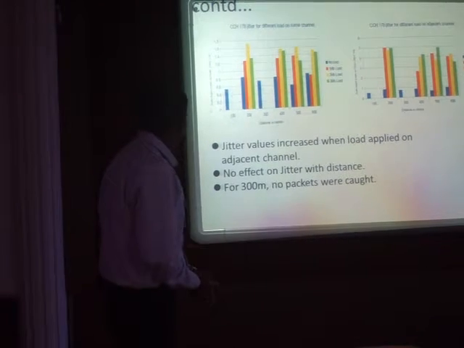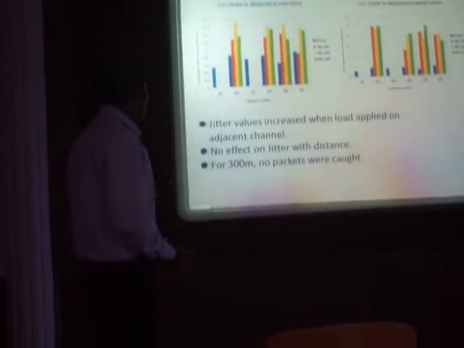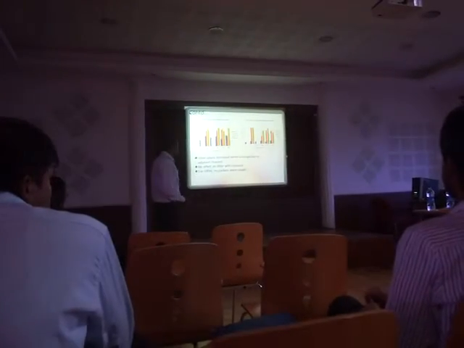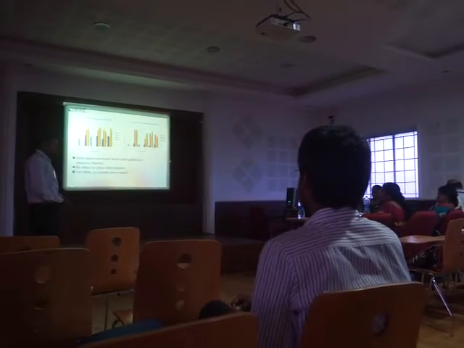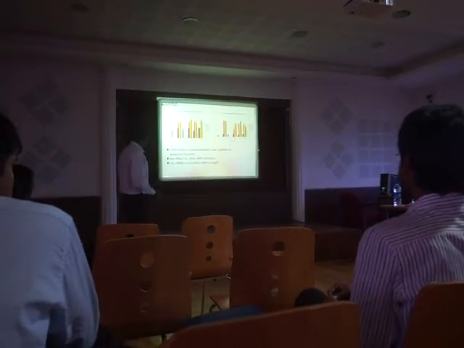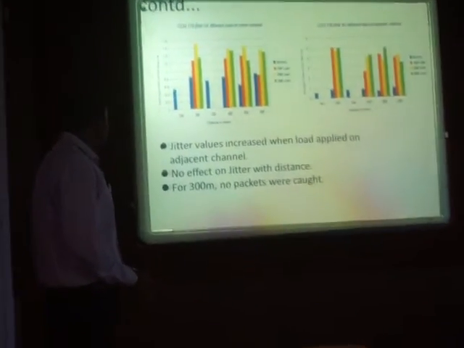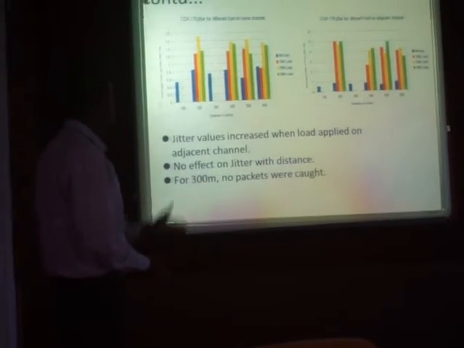Then there is the measurement for jitter. The jitter values were also found to increase when the load on the adjacent channel was increased. That created cross-channel interference. With distance, we did not find any effect on jitter. For 300 meters, we did not get any packets, for the same reason.